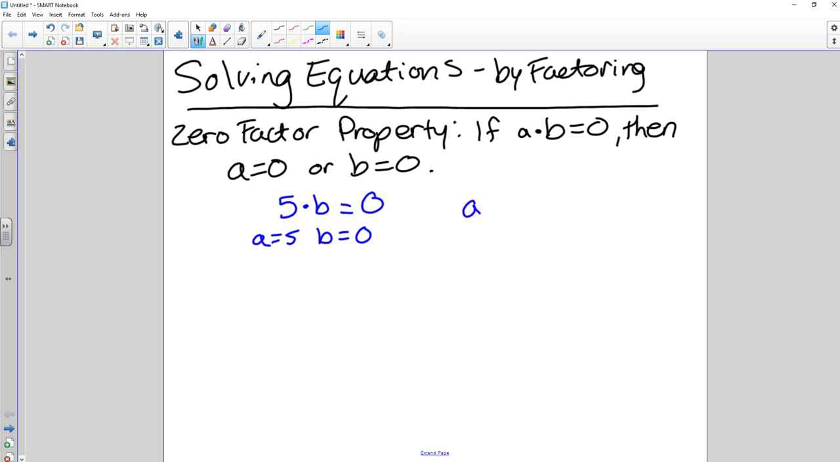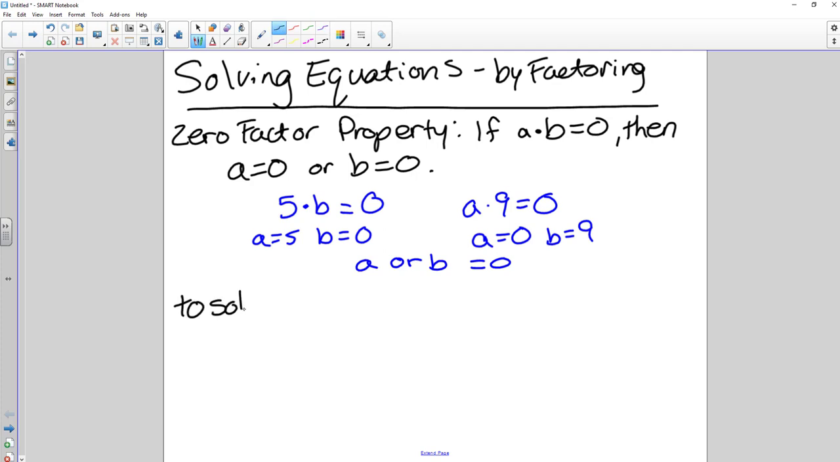Or if I don't know what A is, and B is 9, and A times 9 equals 0, well, then A would need to be 0, even though B is some number. It doesn't really matter, I just randomly picked 5 and 9, just to show that if I have two numbers multiplied to be 0, only one of them needs to be 0. So that's why it's A or B needs to equal 0, not both of them. So how we're going to use this idea is to solve equations.